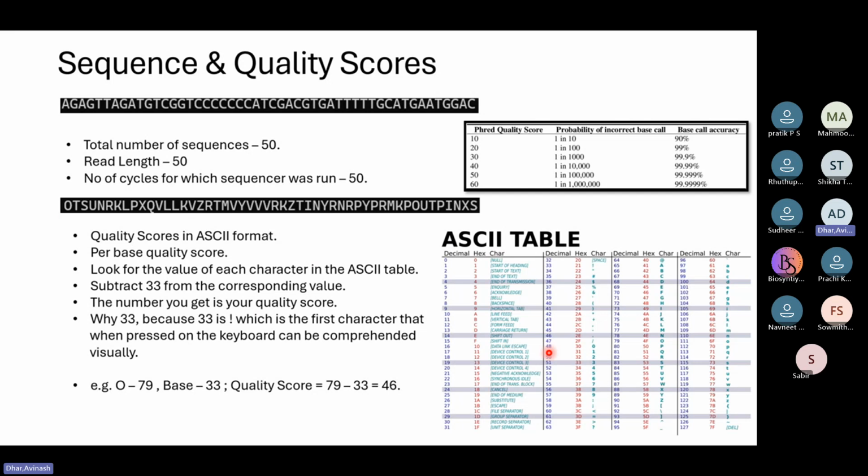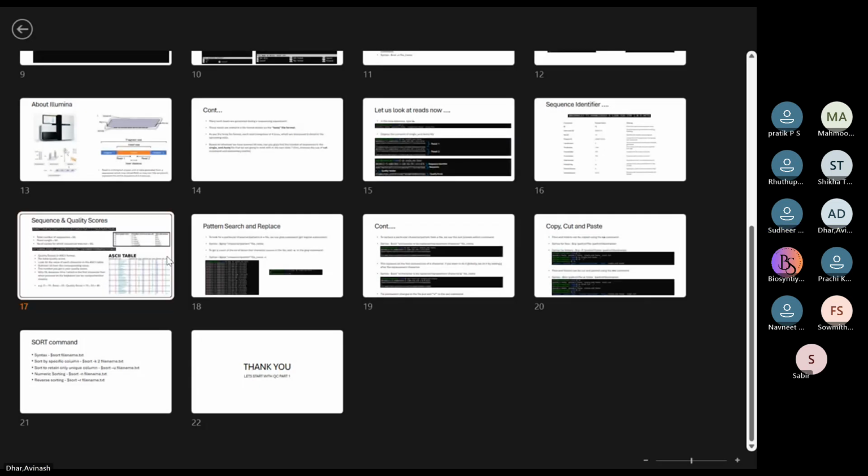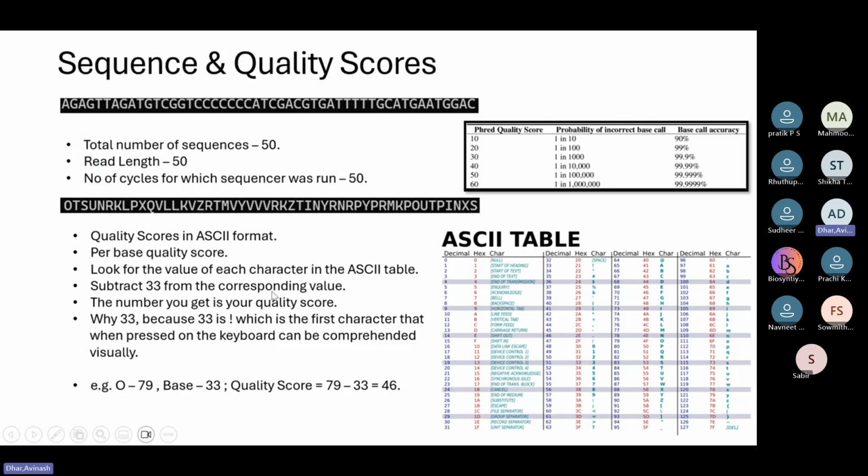For example, my first base is A and its corresponding quality score character is O. So I will look for the value of O in this table. The value of O in decimal is 79. Perfect.